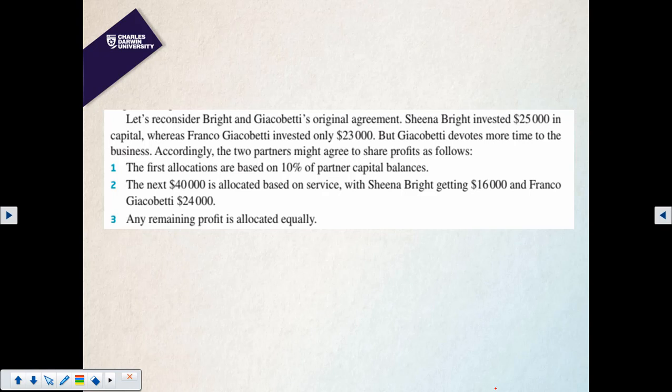Okay, let's try and see. Can you give this one a try? Let's reconsider Bright and Giacobetti's original agreement. Sheena Bright invested 25,000, whereas Franco invested 23,000. But Giacobetti devotes more time to the business. Accordingly, the two partners might agree to share profit as follows. The first allocation is based on 10% of the partner's capital balance. The next 40,000 is allocated based on service, with Sheena Bright getting 16,000 and Giacobetti getting 24,000. Any remaining profit is allocated equally. Can you try how much each of them will get of the profit?